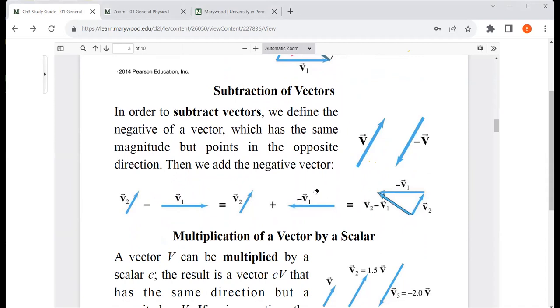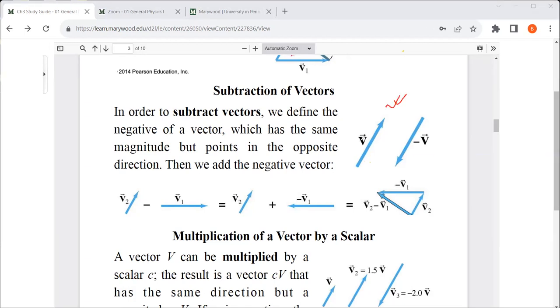Subtraction, if you understand how to add two or more vectors, is basically similar. Simple. To understand subtraction, the first thing you need to understand is that if we have a vector something like this, the negative of this vector has the same length, the same magnitude, but the direction will be opposite. So you see that v is this and negative v is this.